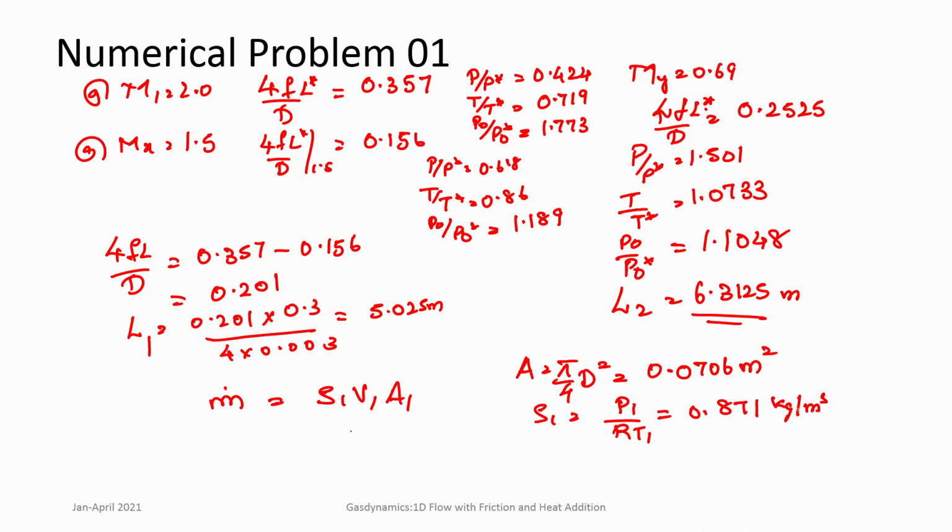And what about V1? V1 is Mach number, which is given as 2.0, multiplied by square root of gamma R T1, okay, where T1 is 400 Kelvin. So, substitute all of them here, and m dot turns out to be 47.515 kilogram per second.